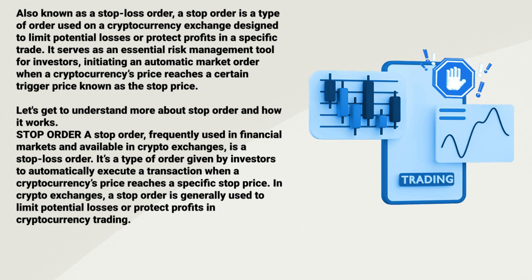A stop order is frequently used in financial markets and available in crypto exchanges. As a stop loss order, it's a type of order given by investors to automatically execute a transaction when a cryptocurrency price reaches a specific stop price. In crypto exchanges, a stop order is generally used to limit potential losses or protect profits in cryptocurrency trading.